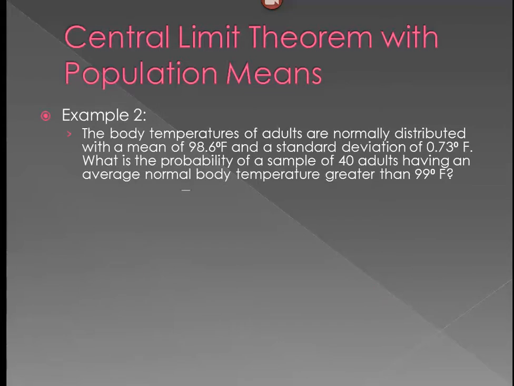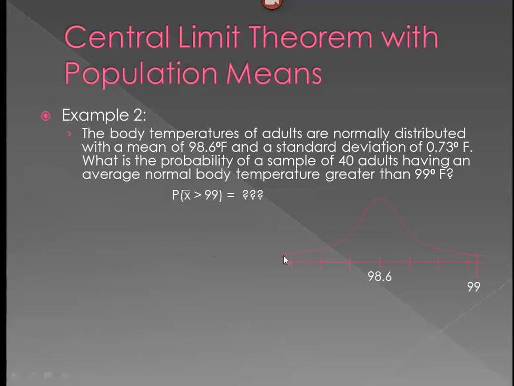All right, another example, the body temperatures of adults are normally distributed with a mean of 98.6 and a standard deviation of 0.73 degrees Fahrenheit. What's the probability of a sample of 40 adults having an average body temperature greater than 99 degrees Fahrenheit? So here's our setup. Notice that I've replaced X here with X bar, because we're talking about a group of 40 adults.